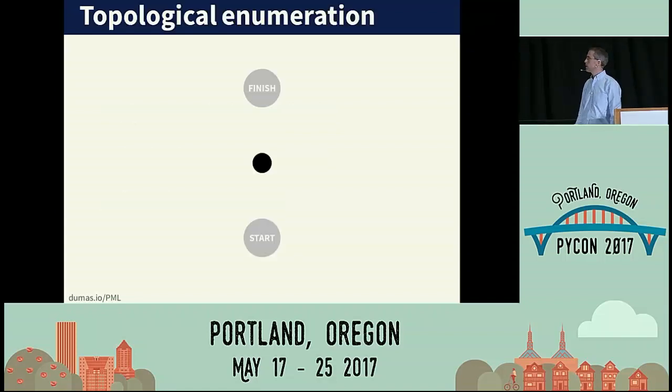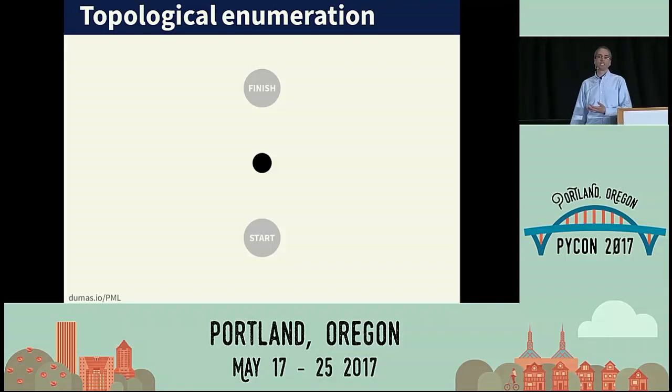So let me tell you what our problem is, because the objects are not going to be rows in a data set that comes from the real world. Instead, they're going to be topological objects. And this all fits into what you could call a topological enumeration framework.